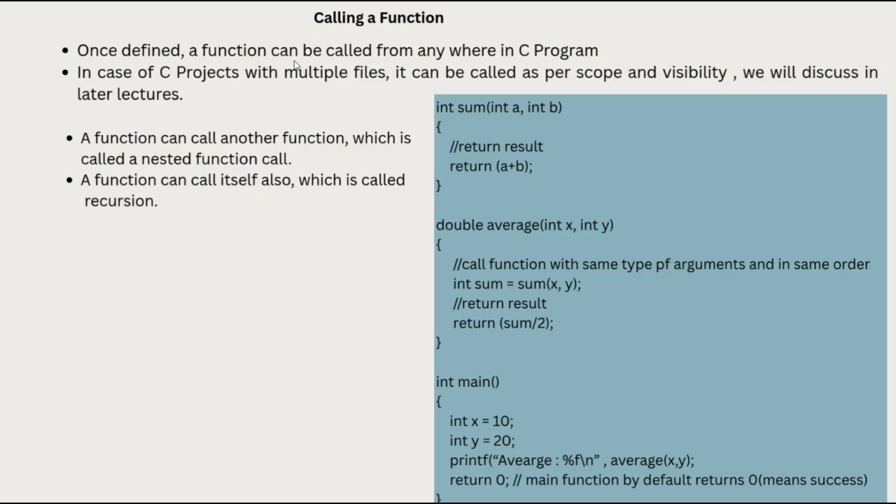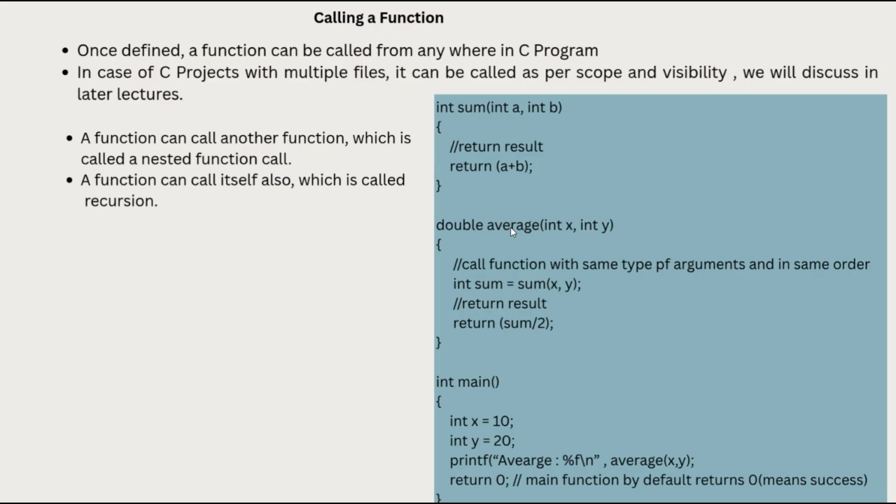Once defined, you can call that function from any place. If your project has multiple files, there are some rules with that, which we will discuss in later lectures. For now, you can note that once a function is declared and defined, you can use it from your code from any place. So a function can call another function also.